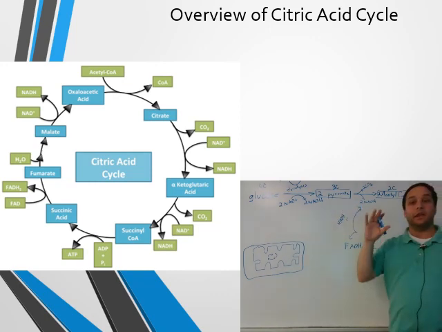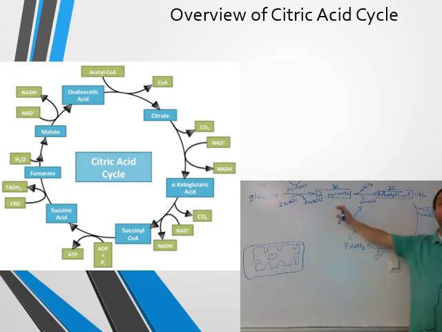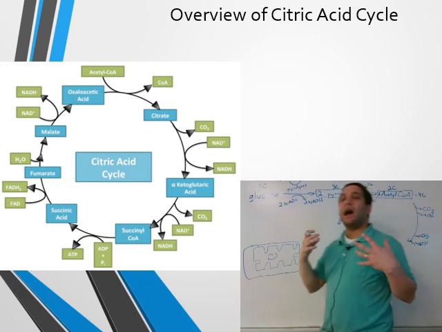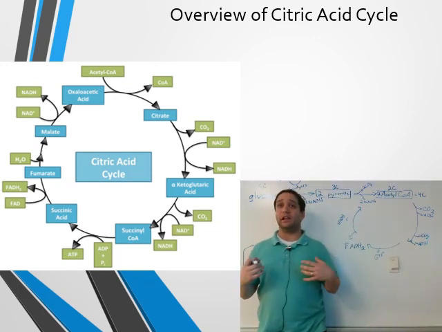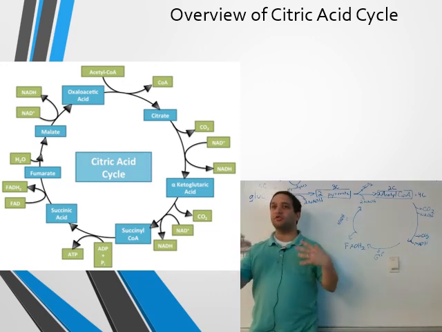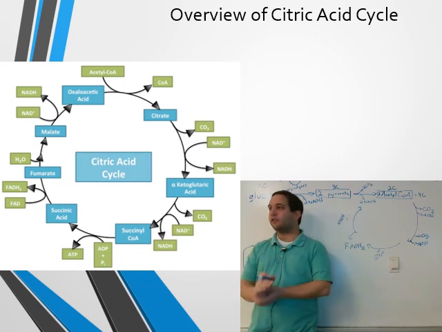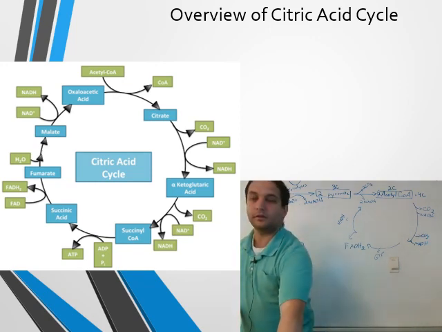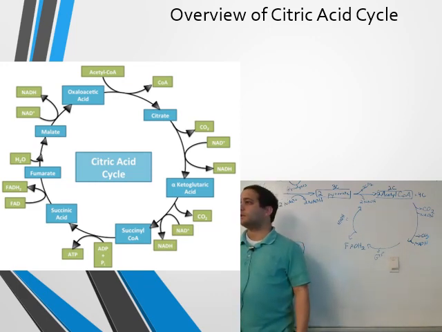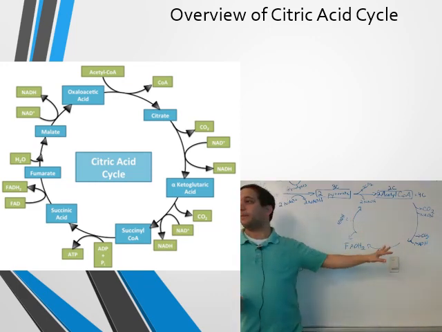All right, here's the big takeaway. What we're doing here is we're producing a lot of energy intermediaries. Each of these has very, very highly charged electrons. These electrons have energy. They can do work. Does that make sense? Electrons have energy and can do some work. This is the Krebs cycle.